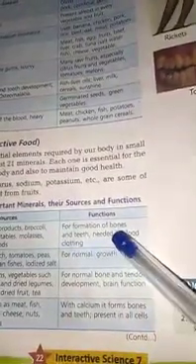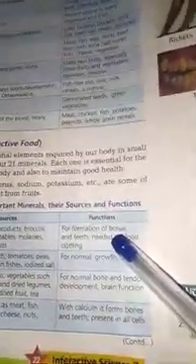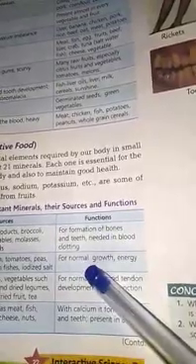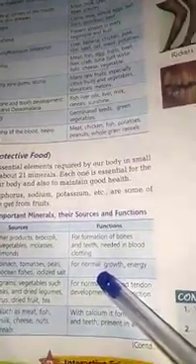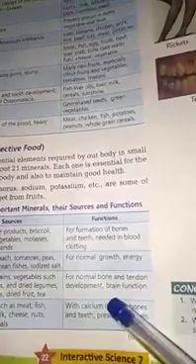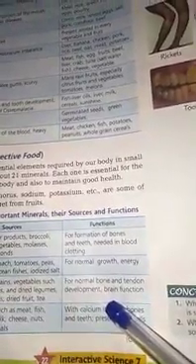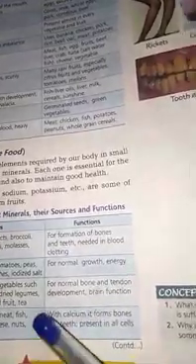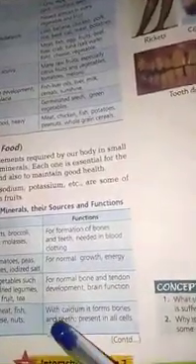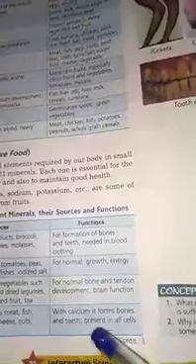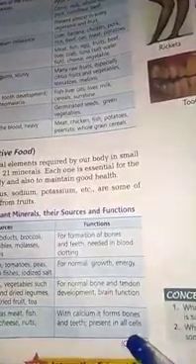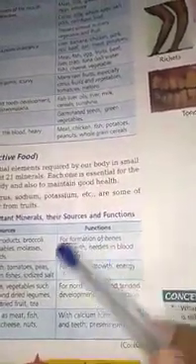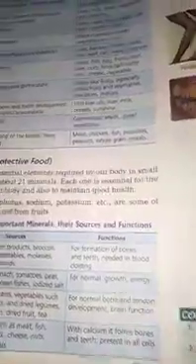For formation of bones, calcium is needed for formation of bones. Iodine is needed for normal growth. Then manganese is needed for normal bone and tendon. These are tendons and ligaments which are present in our body. And phosphorus is needed with calcium. It forms bones and teeth present in all cells. This table I will also attach in your worksheets.